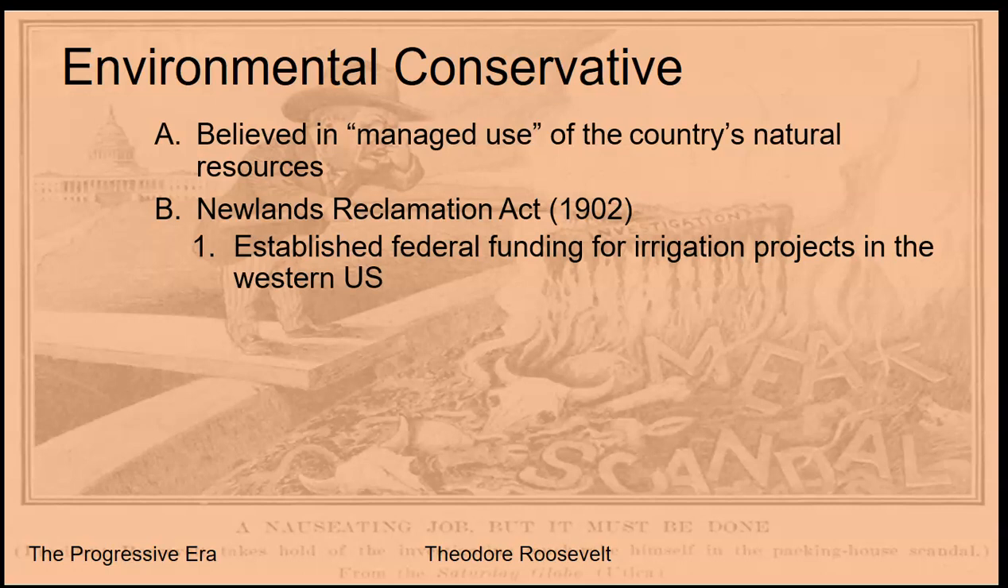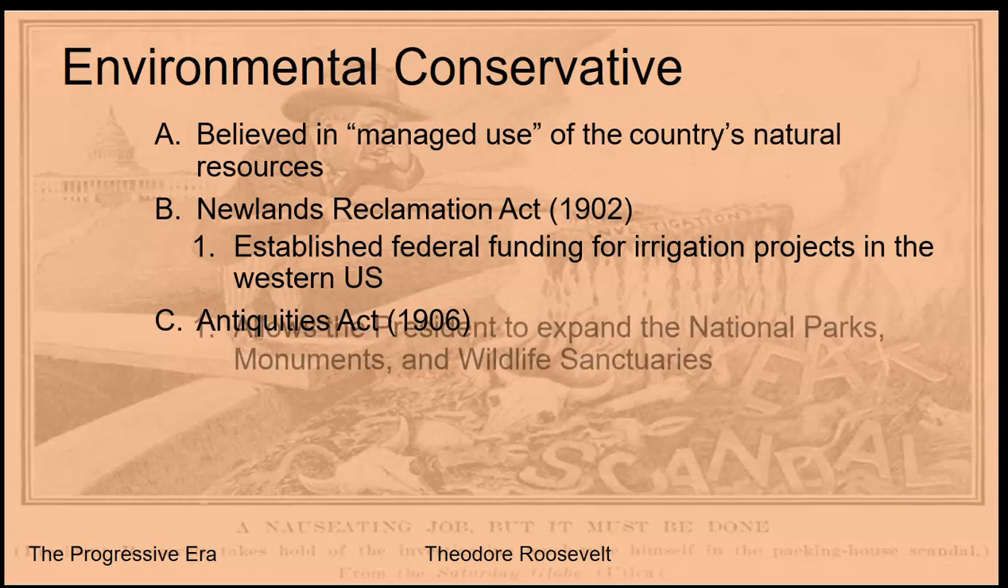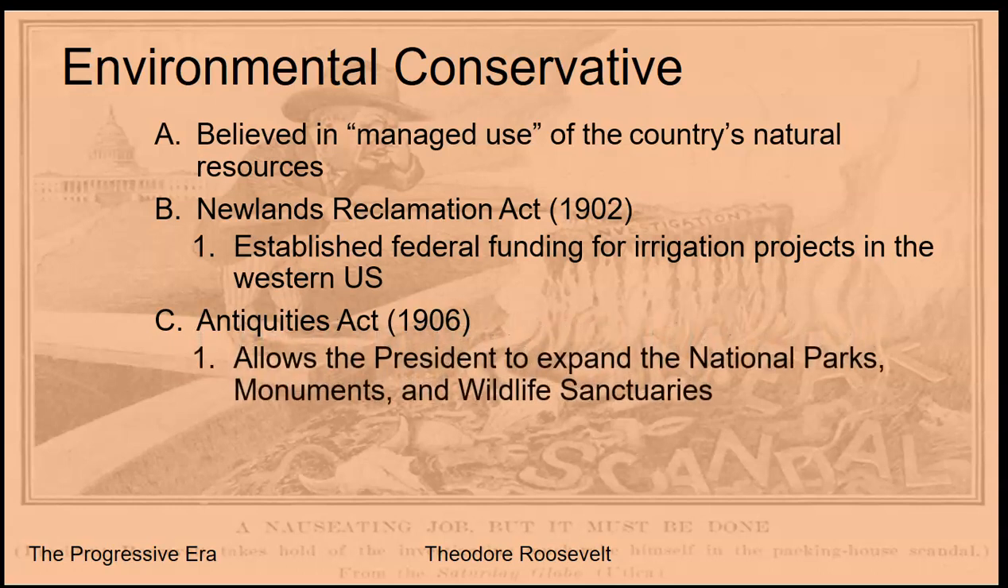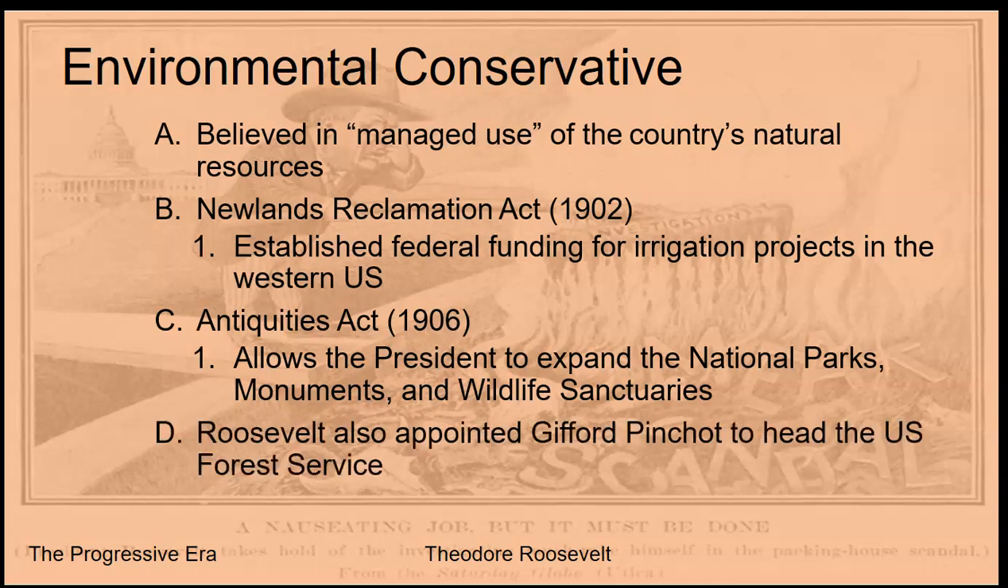In 1902, Congress passes this thing called the Newlands Reclamation Act, which establishes federal funding for different irrigation projects out in the West. They also passed in 1906 something called the Antiquities Act. The Antiquities Act allows the president to set aside land for national parks, national monuments, wildlife sanctuaries. The presidents are able to use this to kind of expand the protected lands within the United States. Roosevelt is also going to appoint a guy named Gifford Pinchot to head the U.S. Forest Service.